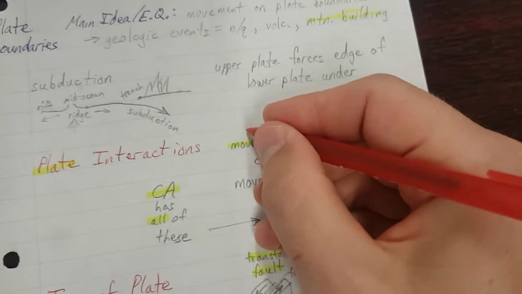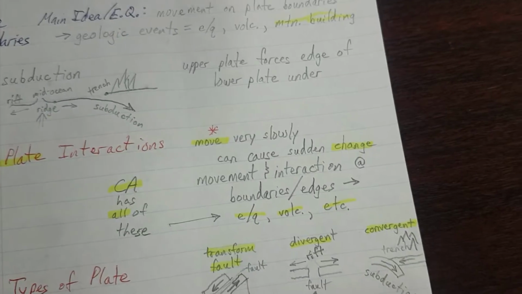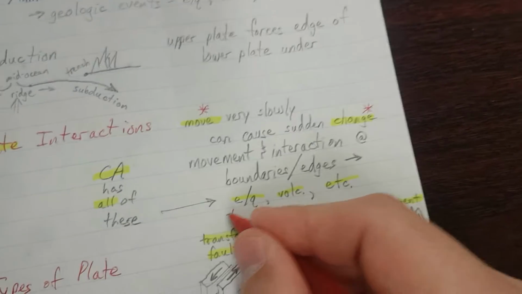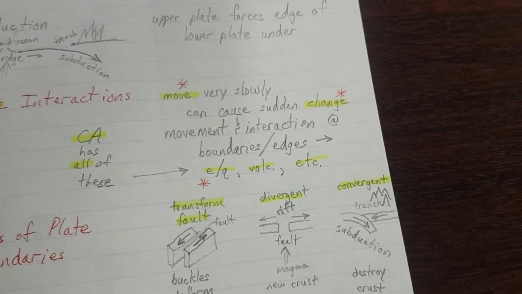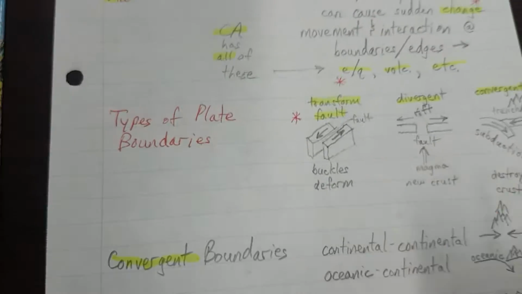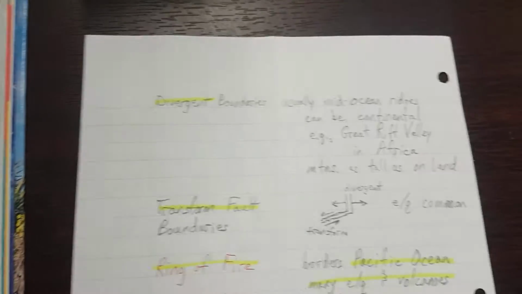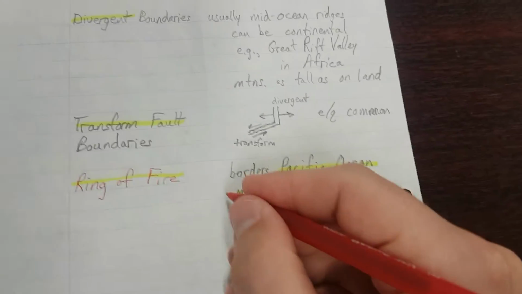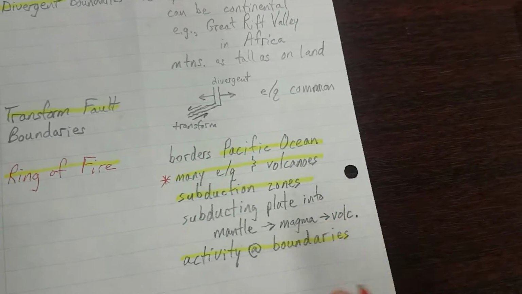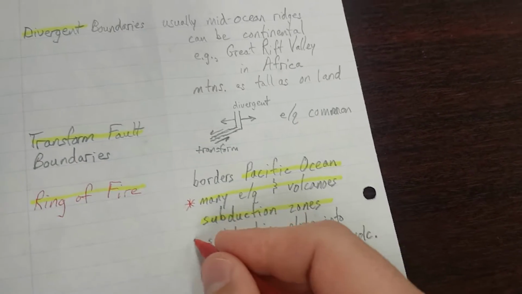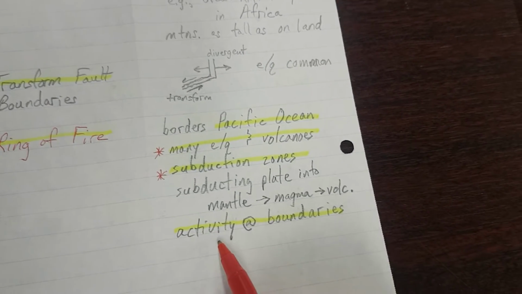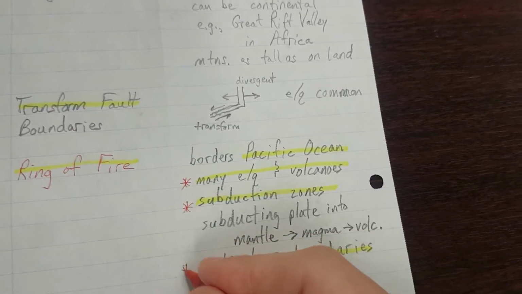Okay, let's see. Movement, geologic events or changes, geologic events, plate boundaries. Here's the names of them, right? It says plate boundaries there. Those are the names. Geologic events, subduction zones, that's at plate boundaries, and activity at the boundaries. So that's geologic events and that's boundaries.